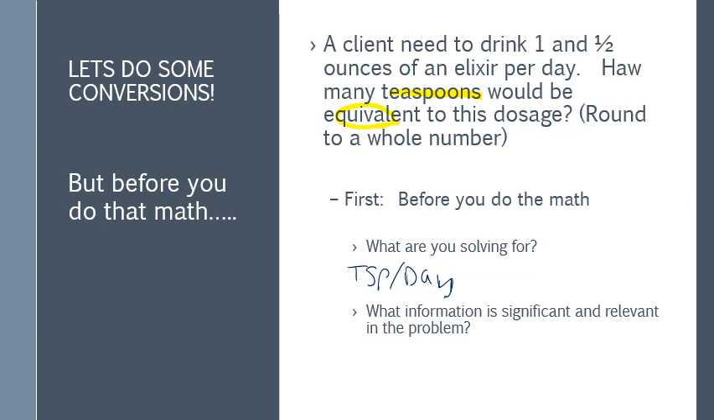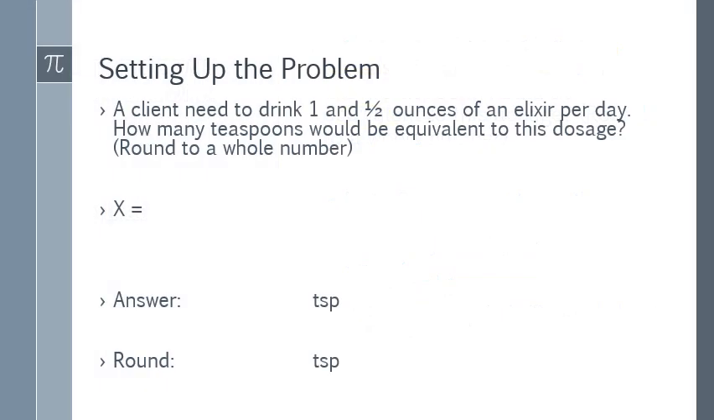Other important items when we're reading this problem is that the client needs to drink 1 1/2 ounces per day, okay? So now you just need to look at that. Those yellow items are the things that are significant and relevant. All right, so this is the same problem from the other screen. So we're just going to highlight yet again what's significant and relevant. We know that we are solving for teaspoons. We know the client needs to drink 1 1/2 ounces per day, and always pay attention to how we should round.